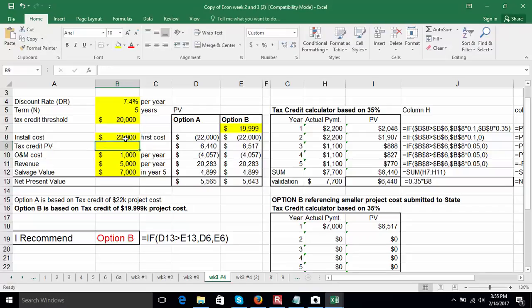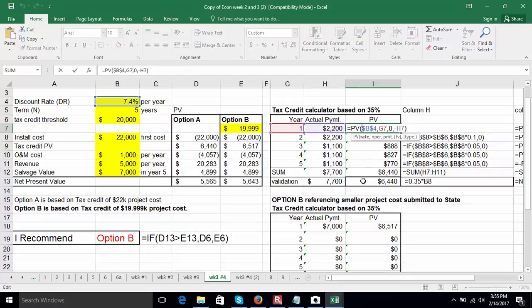And I got the option A, option B. So that's what you're going to get in 1 year, and we actually need the present value for that right now. So the present value is the discount rate times the period, which is just 1 year, times the annuity, which is nothing, times the actual payment.